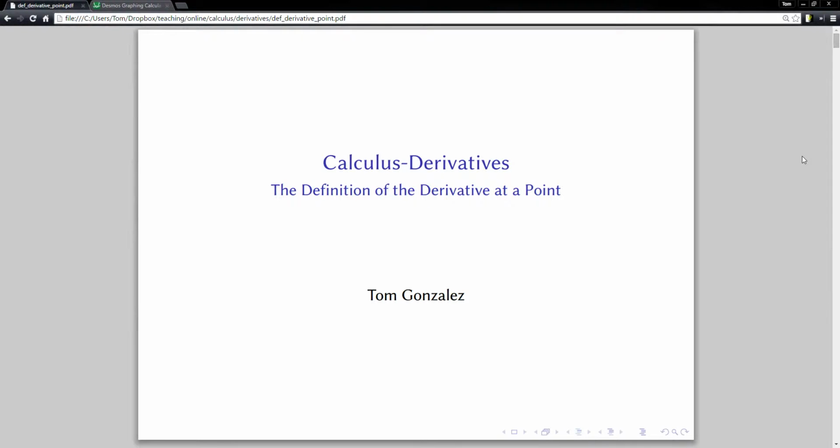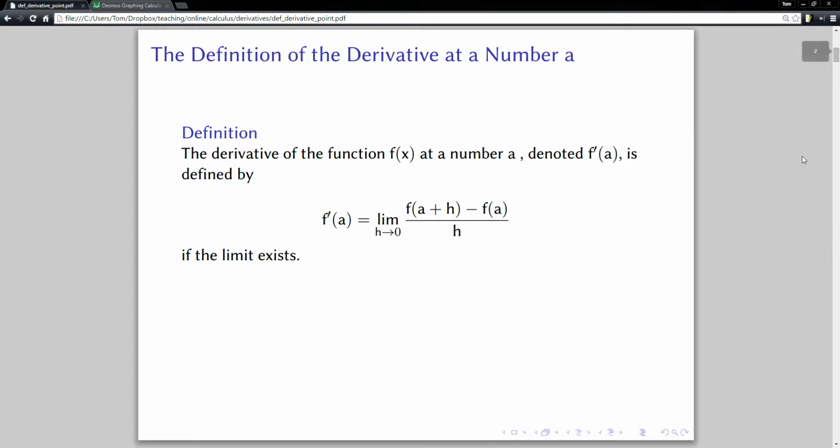In this video, we're going to talk about the definition of the derivative at a point. And so we've already seen sort of half of the definition here, but we're just going to introduce some new terminology, namely the derivative of a function at a number and the notation for that. So the derivative of a function f of x at a number a, and that's denoted by f prime of a, that little sort of dash or apostrophe up there.